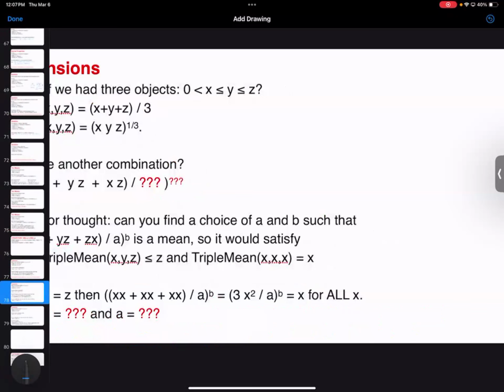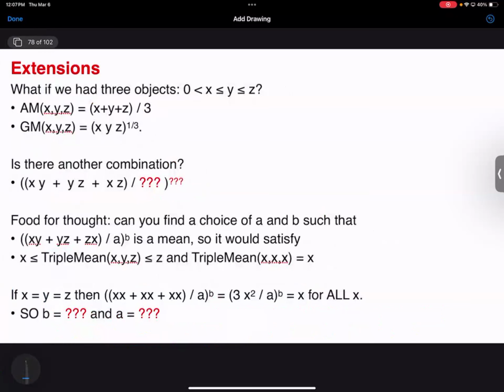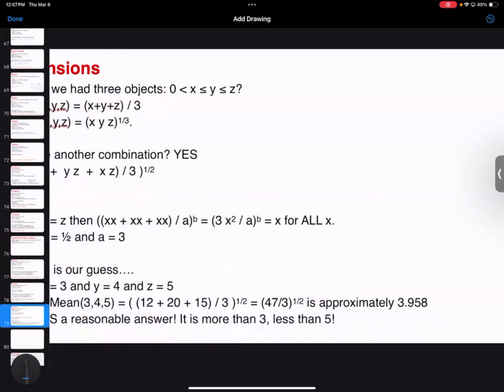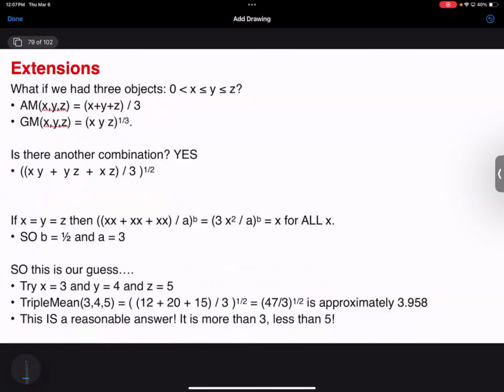And so, this is just going through the calculation we mentioned, looking at the special case. And so when everything works, we get B has to be 1/2, A has to be 3. And if we calculate the triple mean of 3, 4, 5, we get 3.958, which is more than 3. It is less than 5.